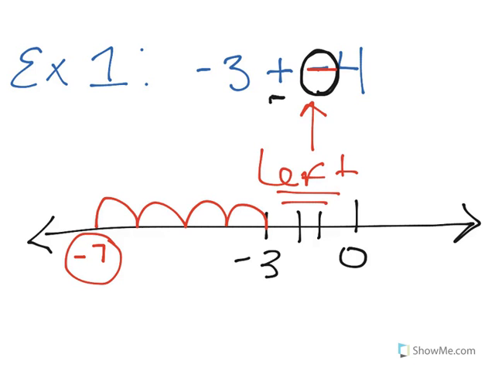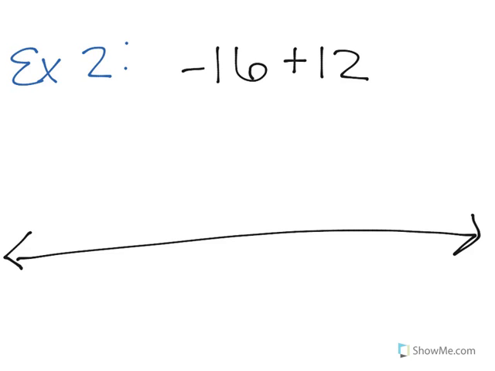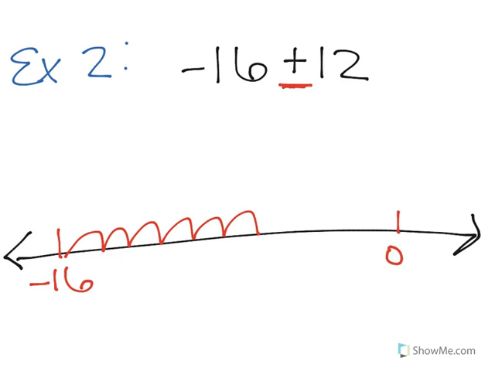Okay, my next example is -16 plus 12. In this case, I'm at -16, so I'll put my 0 down here, and -16 is down here. All right, now adding. Now there's no negative sign attached to that 12. So I know adding, I need to go to the right 12. So I'm going to go to the right 12 spots.